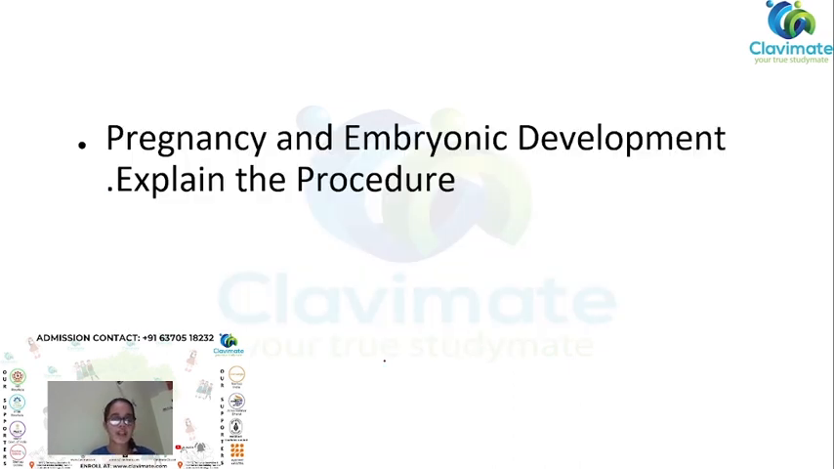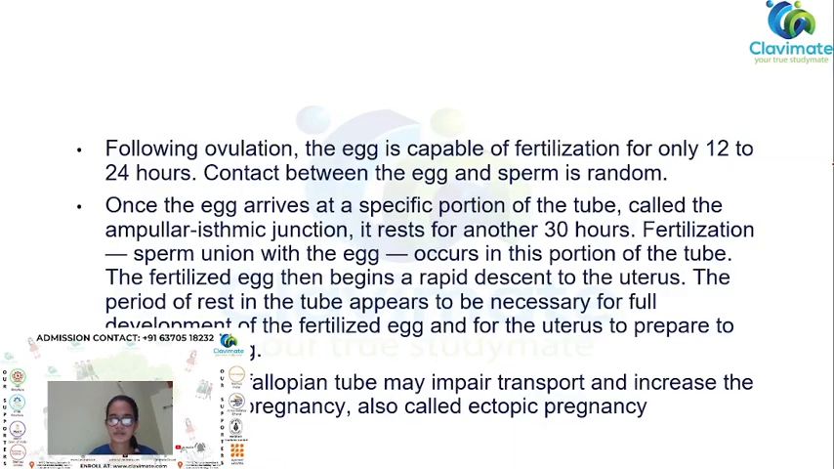And next, pregnancy and embryonic development. Following ovulation, the egg is capable of fertilization for only 12 to 24 hours. That is, in the middle, on the 14th day I've mentioned, ovulation occurs. So within 12 to 24 hours, the egg should come in contact with sperm, or else the egg will not be capable of fertilization anymore.